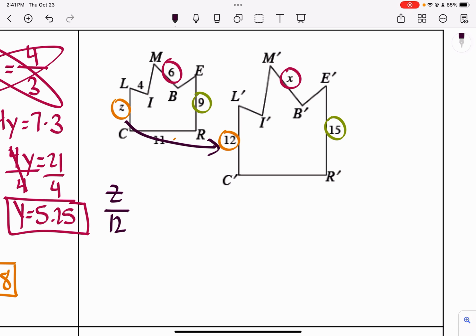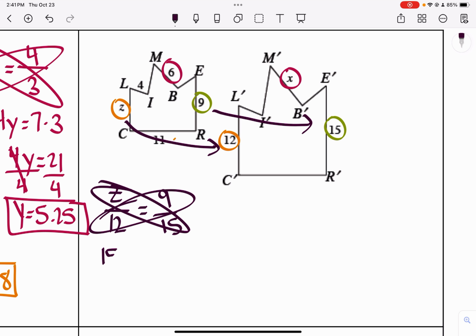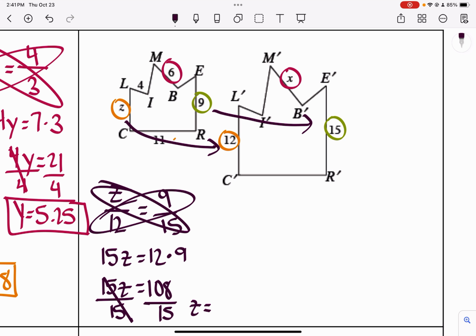I like to put lines through my z's because they look like tubes. So it helps me remember. And then equals, so if I do that, I'm going to do 9 over 15 and then cross multiply. So 15z equals 12 times 9, and then I'm going to actually multiply those. So 15z equals 108, and then I'm going to divide both sides by 15. So z equals 7.2, and again, you can write that as a fraction if you want to. Just make sure you're simplifying.